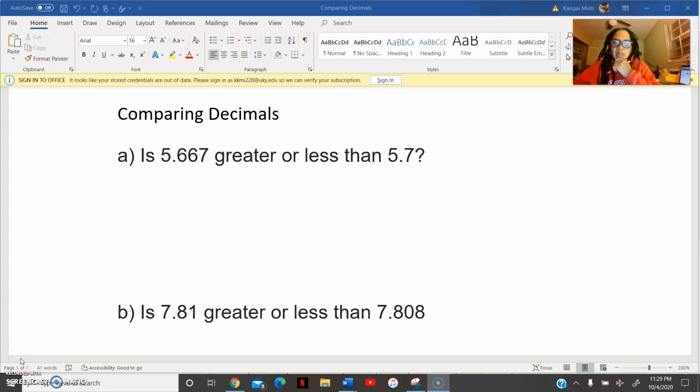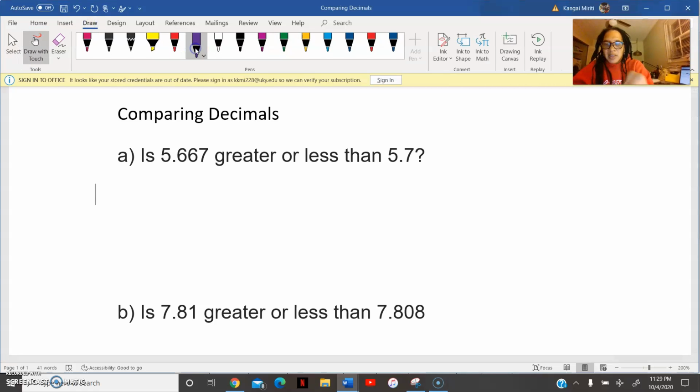So let's talk quickly about how you compare decimals. Our first question was, is 5.667 greater or less than 5.7? Well, one way to compare decimals is to write them on top of each other, lining up place values, and then also making them the same size.